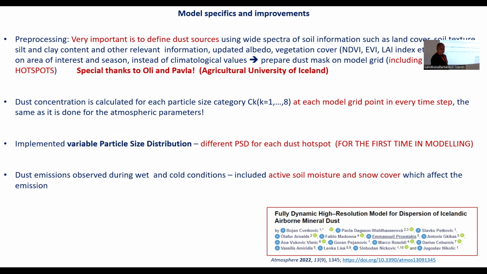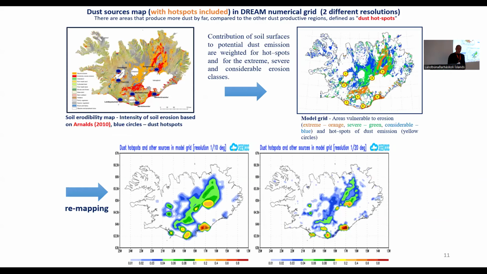As I said, we implemented variable particle size distribution and active soil moisture and snow cover. The starting point was to integrate the information on soil erodibility from Arnold's 2010 paper. On this erodibility map, we chose three classes: extreme, which is orange, severe erodibility, which is green, and considerable, which is blue. These yellow circles represent the hotspots.